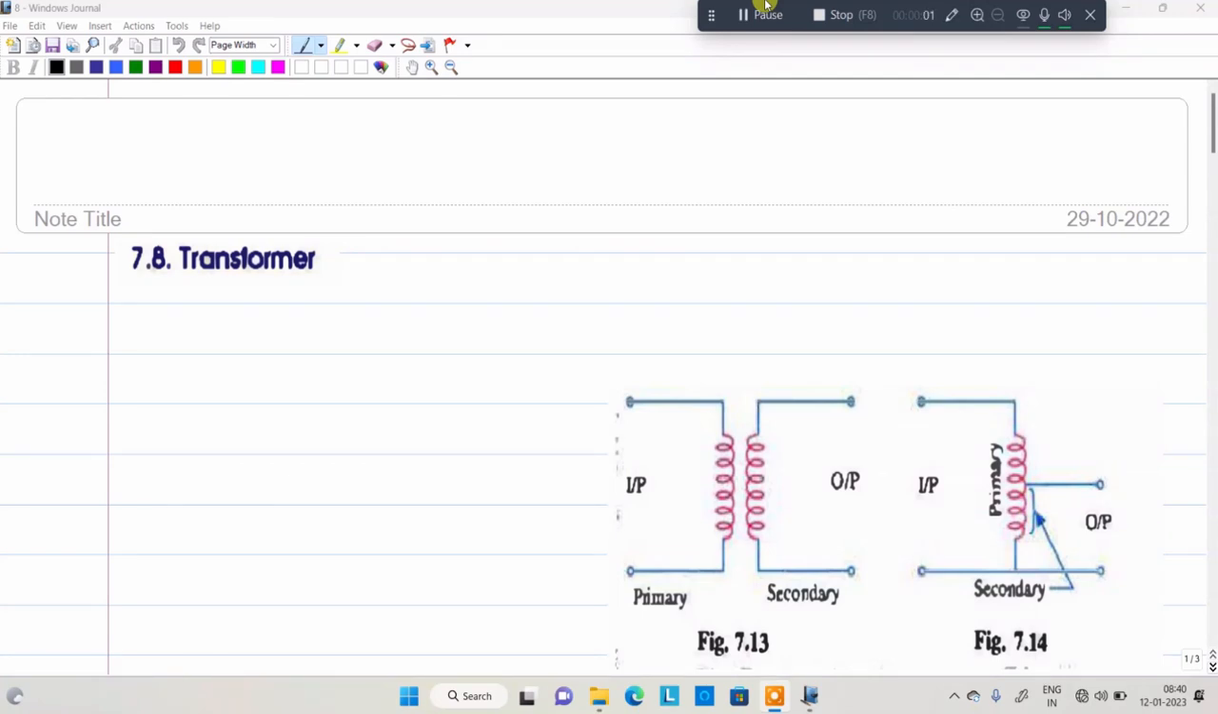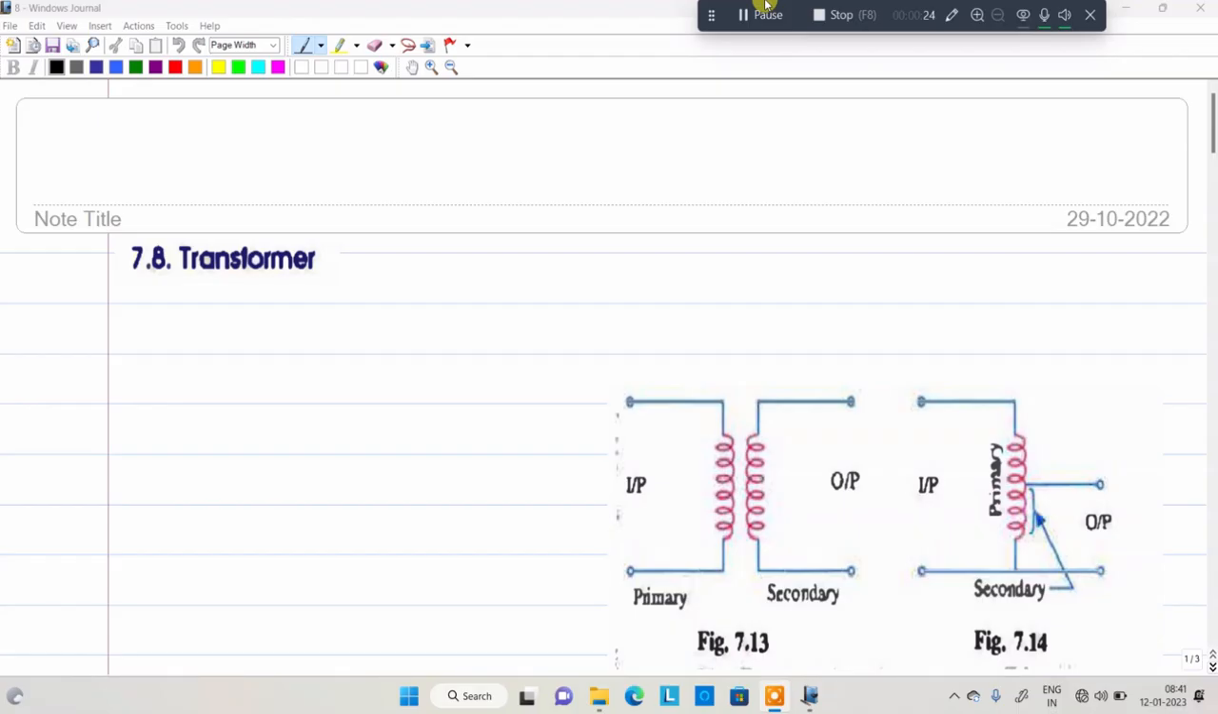Hello. Next we are moving to the transformer. In this particular video we are going to discuss the transformer working principle and the transformer impedance, as well as can a transformer be connected to a DC supply, and RF shielding. Up to that we are going to discuss in this particular video.